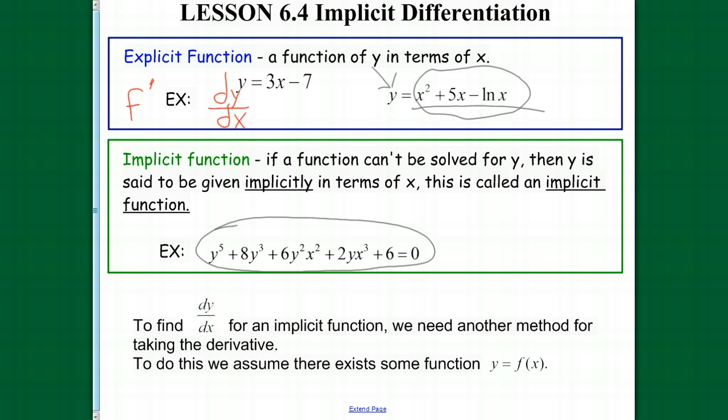So, to solve for dy over dx, to find the derivative of y with respect to x for an implicit function, what we're going to do is assume that y is a function of x. So when we see that variable y, it's something in terms of x. Now what it is, no idea. And it really doesn't matter. But that's what we're going to have to do. This idea of implicit differentiation: we're assuming that variable y is a function in terms of x.